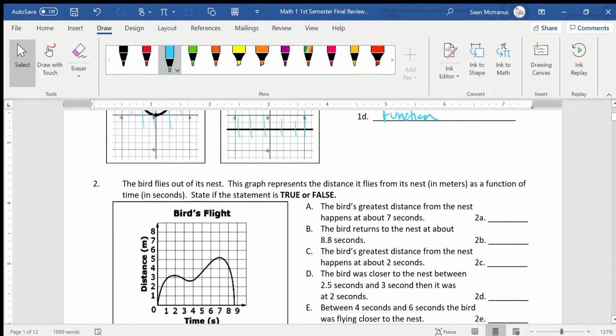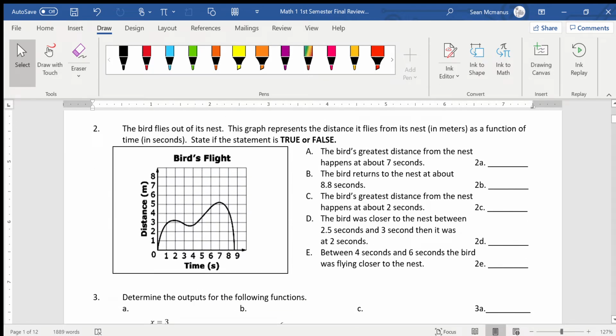All right, so continuing on, number 2. The bird flies out of its nest. This graph represents the distance it flies from the nest as a function of time. State if these statements are true or false. So one important thing to recognize here is that this graph represents the distance it flies away from the nest. So it's not the total distance flown, but how far it is away from the nest. So if I look here, it's starting at the nest, it's flying away from the nest, and then back towards the nest, then away again, and then back towards it, and then he arrives back at the nest here at the end. So let's use that to answer these questions.